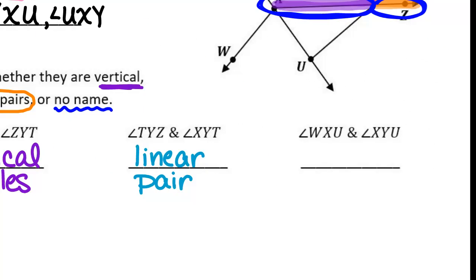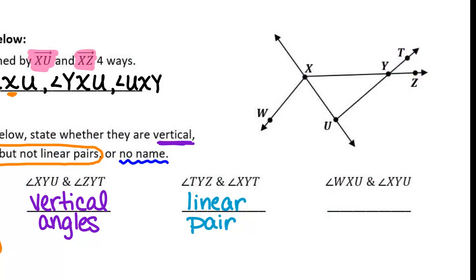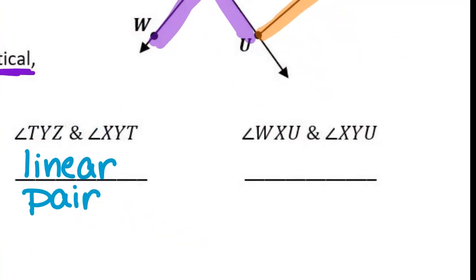All right, last one. WXU, this angle right here, and XYU, this one right here. Do those two angles have a shared side? No. Are those two angles formed by two intersecting lines forming an X? No. Then they can't be vertical angles, which means what? No name.